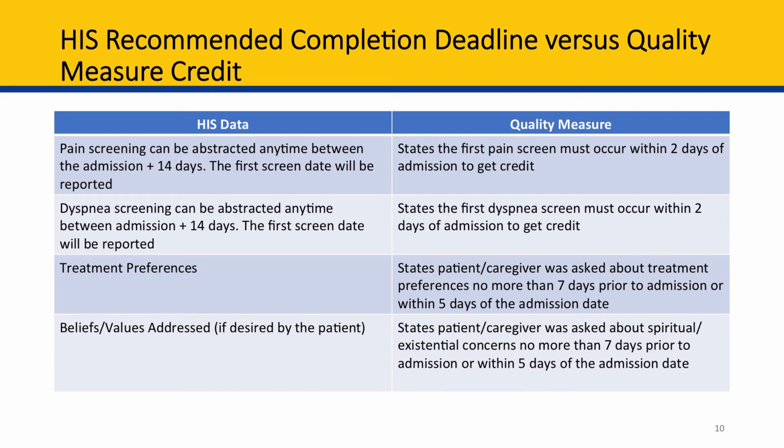As you can see from the examples here on slide 10, although the recommended completion timing is the same across all HIS admission records, the timing for quality measure credit varies from measure to measure. This is important to keep in mind for your hospice's performance, as well as for the delivery of high-quality care for your patients. The remaining modules in this series will discuss the quality measure specifications in more detail. We just wanted to introduce the notion of HIS completion versus quality measure credit here. If you're interested in learning more about the quality measure specifications, we recommend watching the remaining modules in this series.